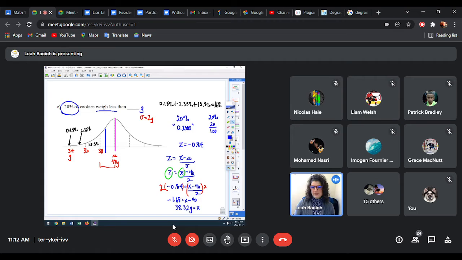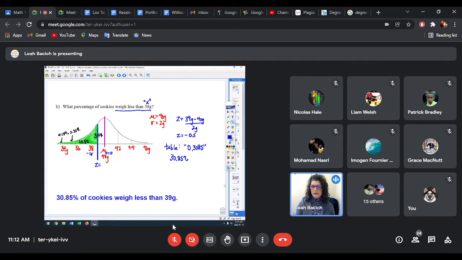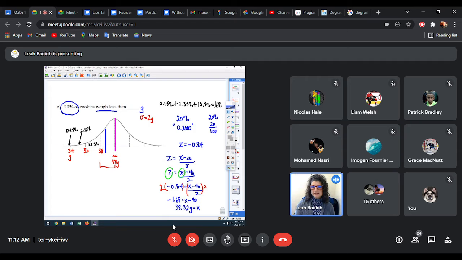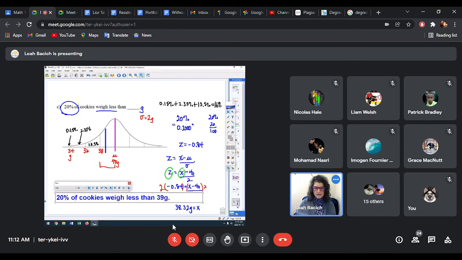So just like the previous one, we would write a sentence. So it says 20% of cookies. So I'm just going to make this 20% of cookies weigh less than 38.32 grams. That'll be my sentence for this conclusion.